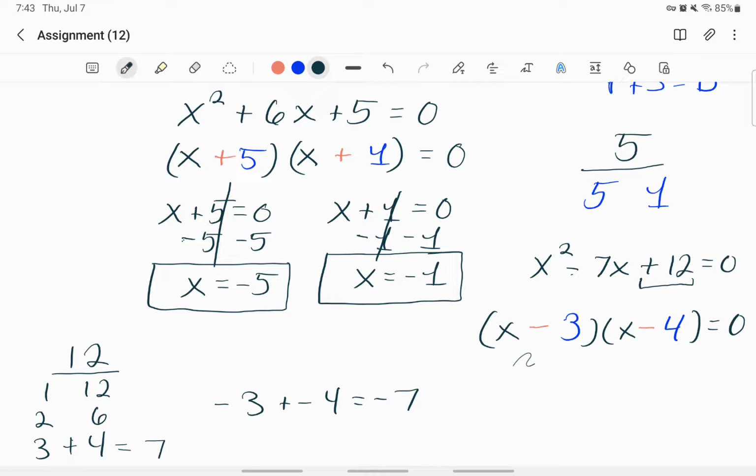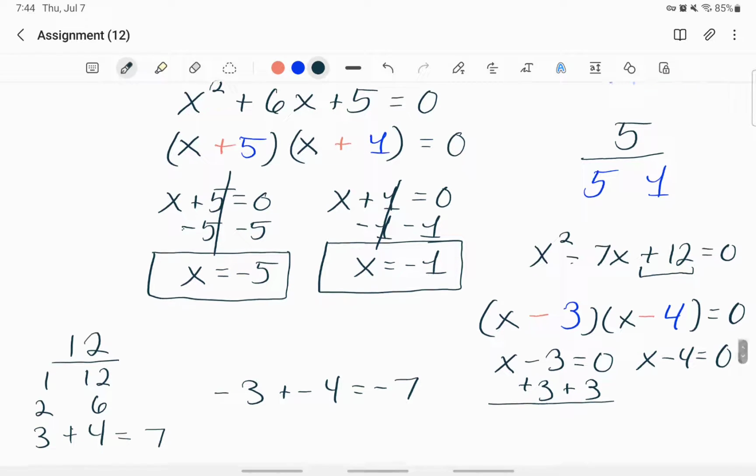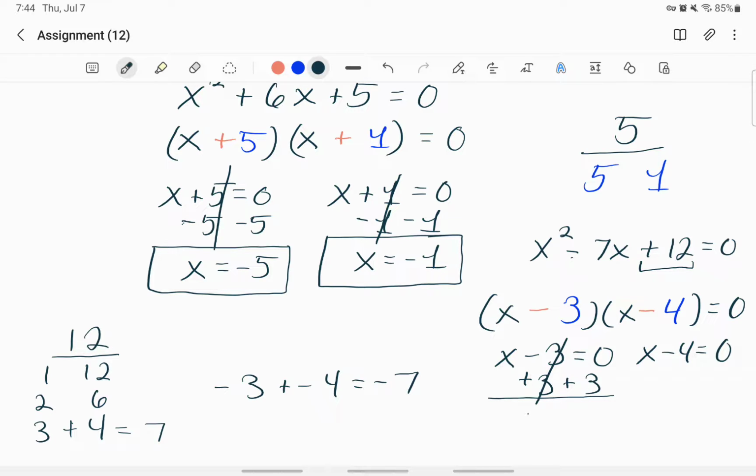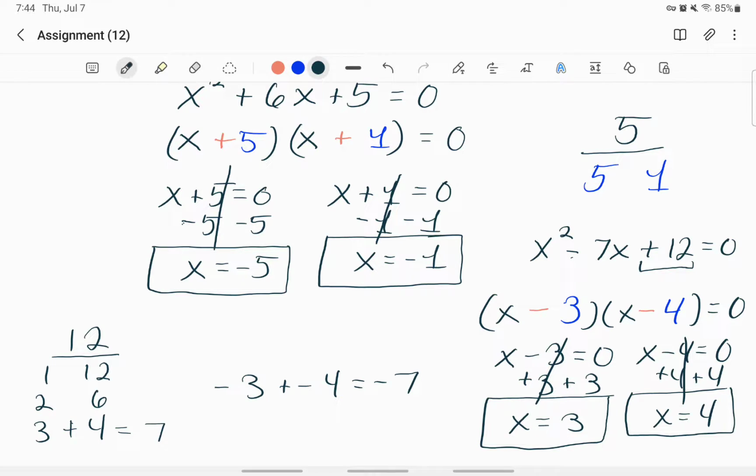Then use the zero product property. X minus 3 equals 0. X minus 4 equals 0. Add 3 to both sides. X equals positive 3. Add 4 to both sides. X equals positive 4. There you go. Those are your two solutions. Let's kind of separate this so you guys can see what I'm doing when I send you the PDF.